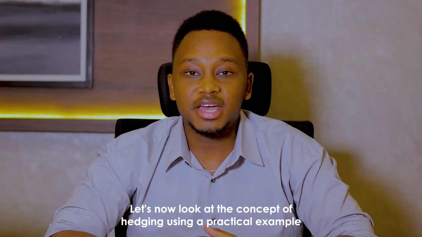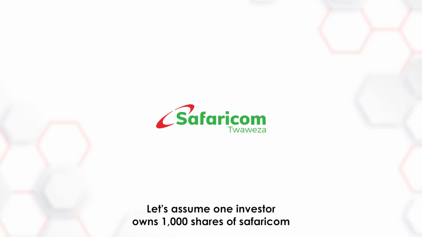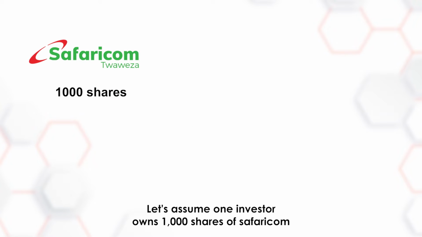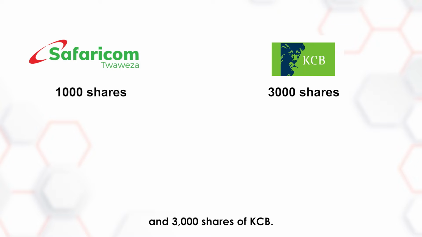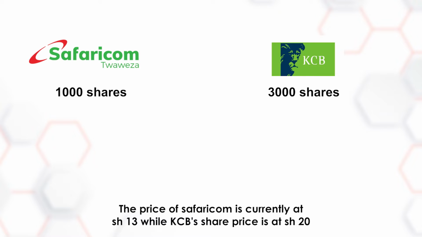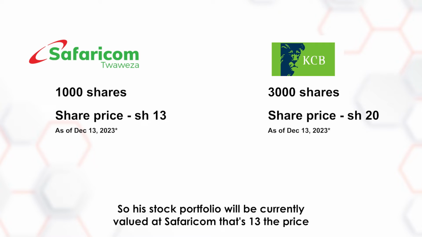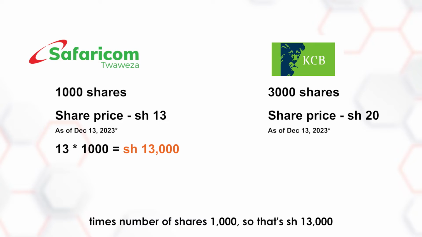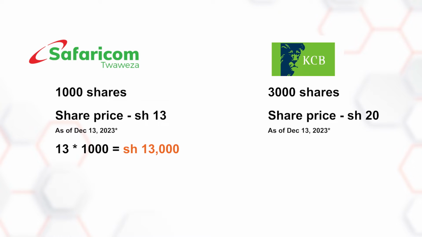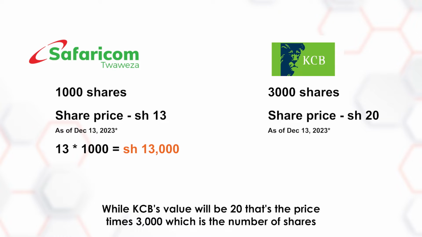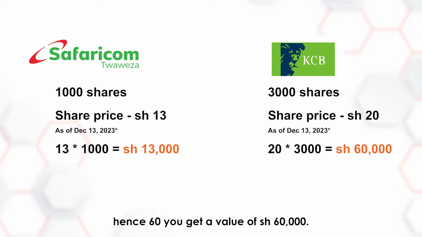Let's now look at the concept of hedging using a practical example. Let's assume one investor owns 1,000 shares of Safaricom and 3,000 shares of KCB. The price of Safaricom is currently at 13 Kenyan shillings, while KCB's share price is at 20 Kenyan shillings. So his stock portfolio will be currently valued at Safaricom, that's 13, the price, times number of shares, 1,000. So that's 13,000 Kenyan shillings, while KCB's value will be 20, that's the price, times 3,000, which is the number of shares, hence you get a value of 60,000 Kenyan shillings.